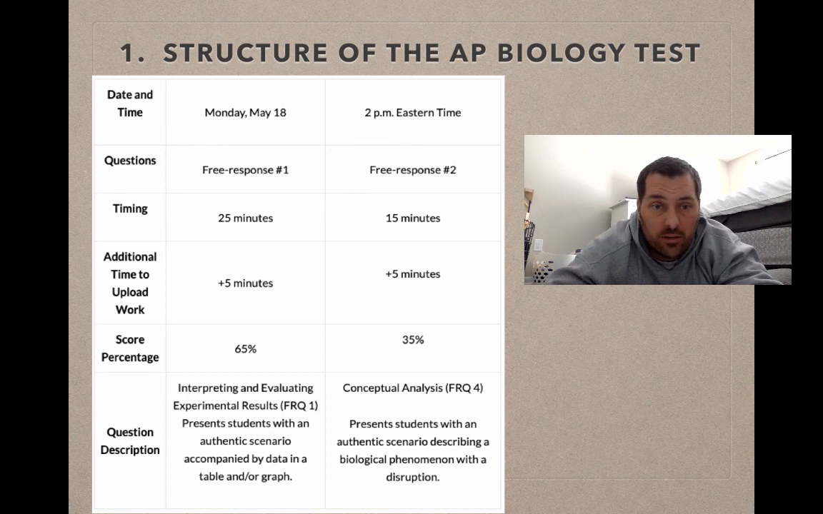The scoring percentage of the first question is going to be worth 65% of your AP Bio test score, and the second question is going to be worth 35% of your grade. Question descriptions, we're going to get into detail there in a minute on what those are, but you can look on this chart here, and that goes through exactly what the tests are constructed like.